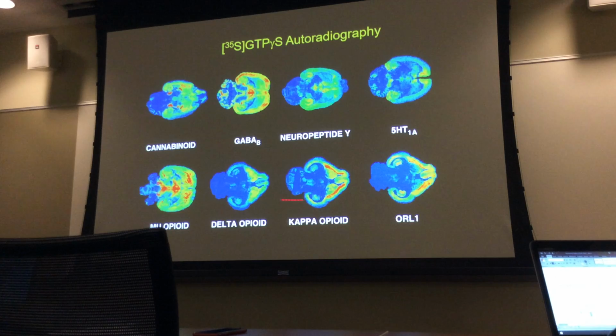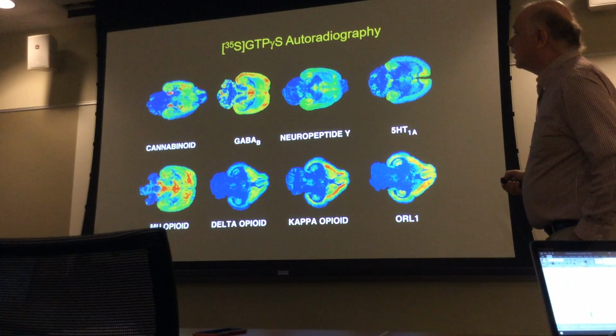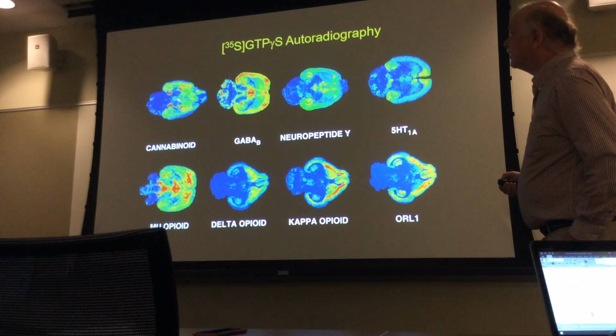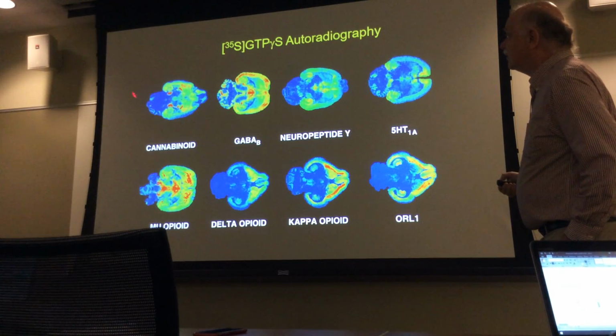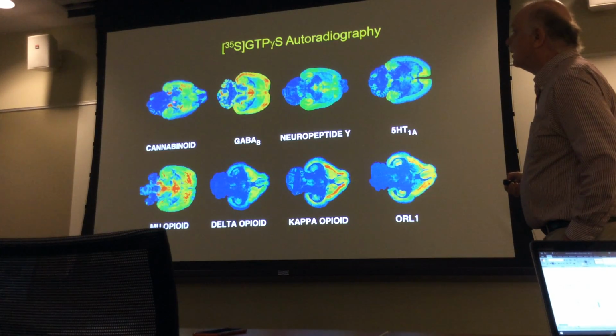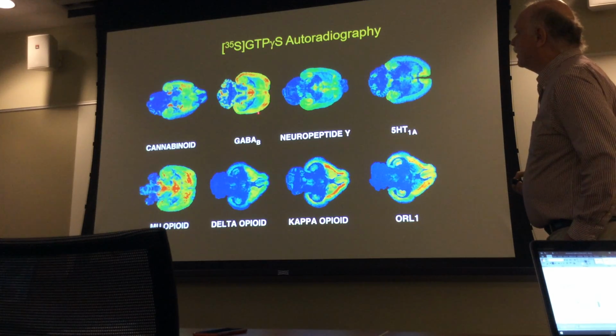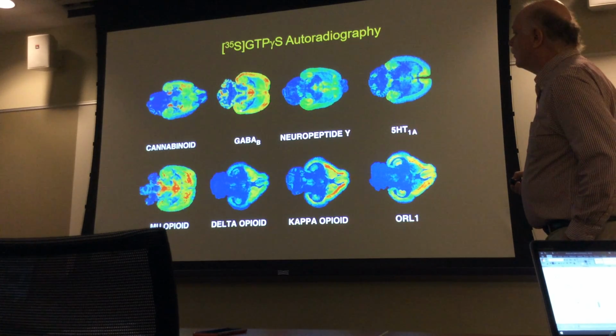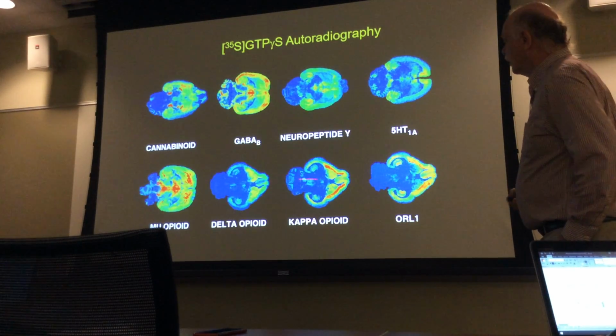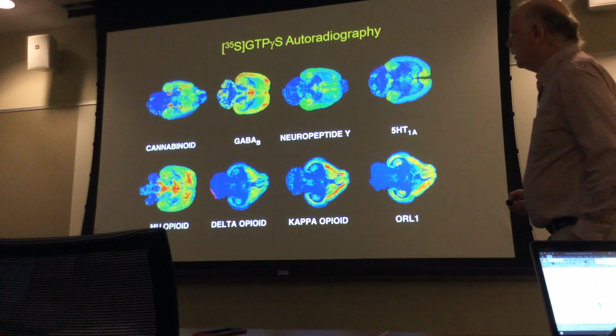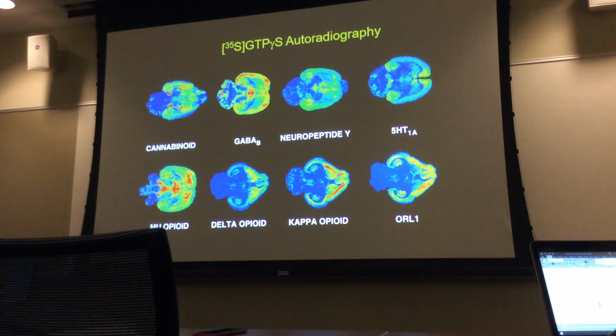So here's a variety of different receptors that are activated, shown by GTP gamma S autoradiographies. Here's cannabinoids, and you can see that the red color means that there's a high level of activation, blue means there's virtually none, and green means middle. And you can see very high activation in some of the motor areas. Here in GABA B, which is the inhibitory receptor, a lot of cortical areas as well as midbrain. All these other receptors, each one is different depending upon the localization of what's going on.